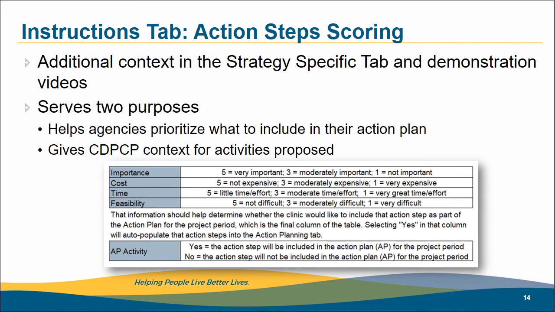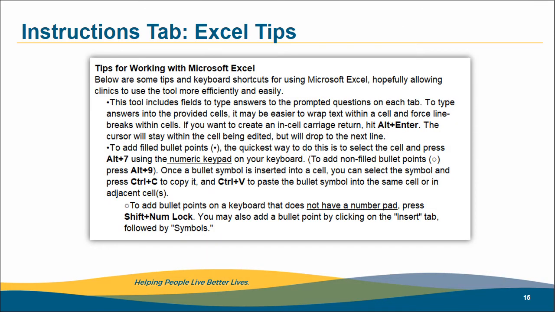The second purpose that this serves by having additional data is that it gives the chronic disease prevention and control program context for the activities that are proposed, both those that are included in the action plan and those that are not. We can look across organizations and strategies to see which types of action steps are more costly to implement or more time intensive to implement, allowing us to better understand the scope of work and then report it to our federal funders.